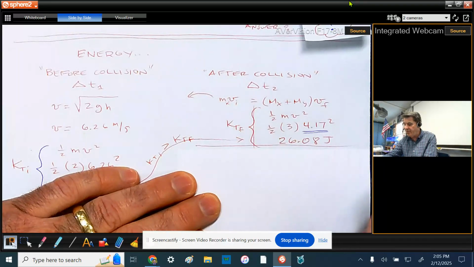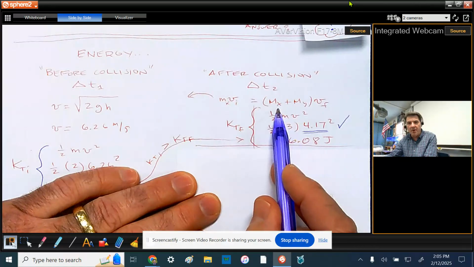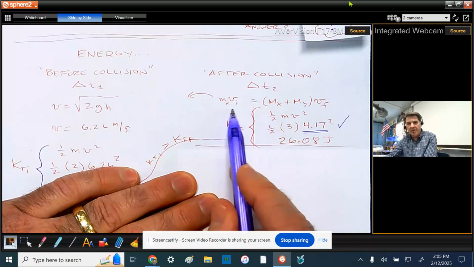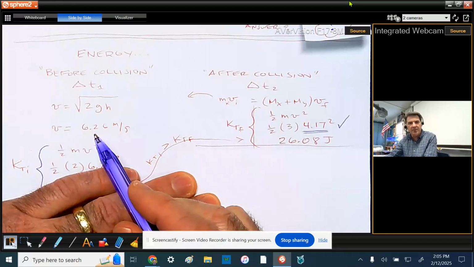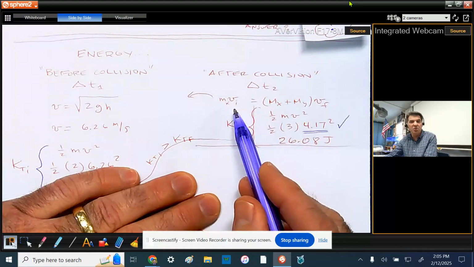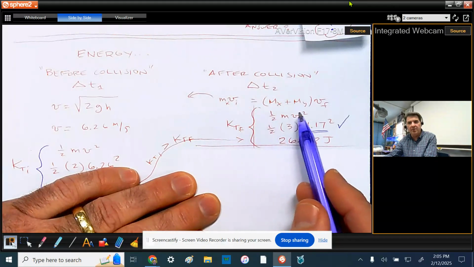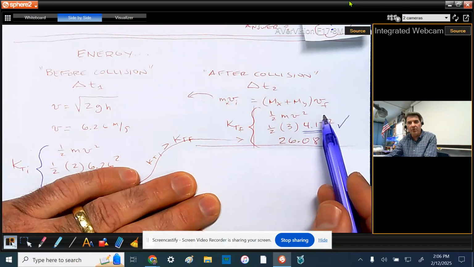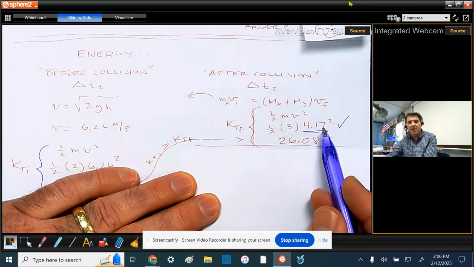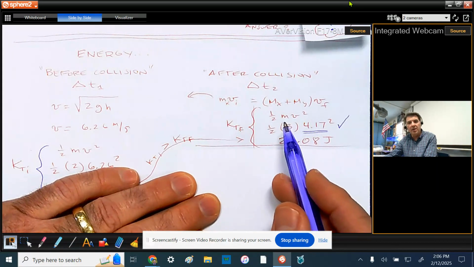This is the correct answer, right? 4.17, because I'm using the momentum model. So this is the momentum going in with a mass of, sorry, a mass of 2 and a velocity of 6.26. And then the masses combine, and I look for my final velocity. I get that. That's on the previous page. And then I do my energy.